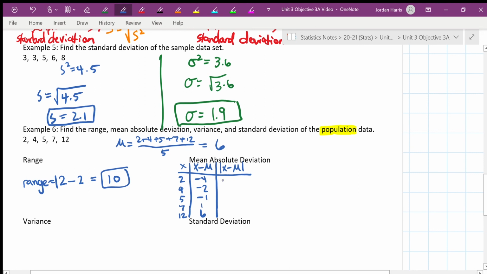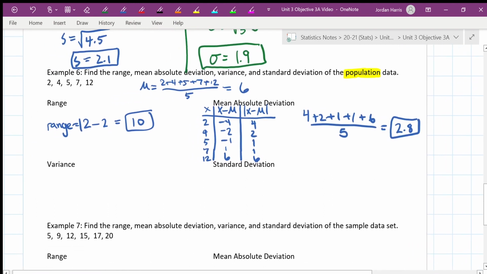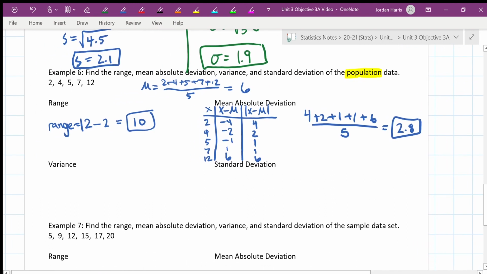Then we take the absolute values of each one, add those up, and divide by how many there are. So my mean absolute deviation is 2.8. Notice there's a lot of calculation here. You need to know how to go through all the steps, and be careful with them.